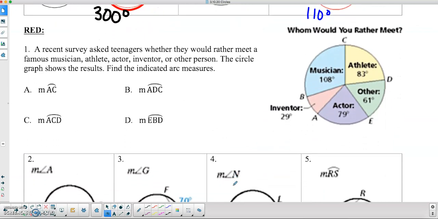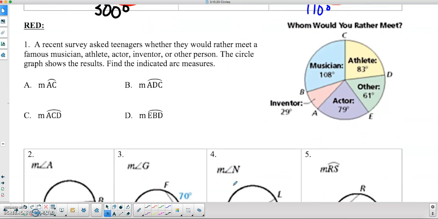So now let's look at some questions here. This is going to be based on a survey that was asked of teenagers, to talk about whether they like a musician, an athlete, actor, inventor, or another person. So if you look at the diagram, it says, whom would you rather meet? So for part A, it's asking us for the measure of arc AC.